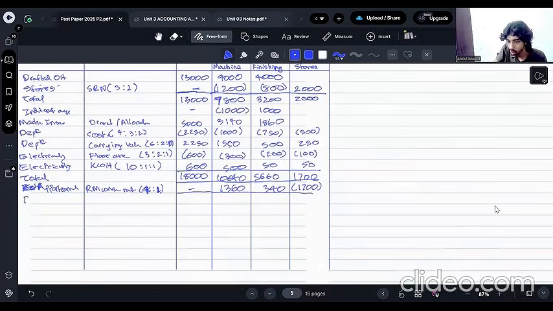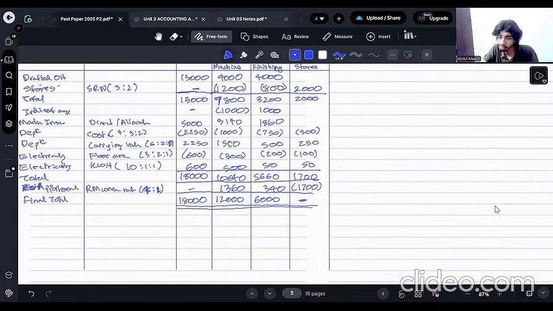Final total. Okay, still 18,000 here. 10,640 plus 1,360, that is 12,000. And here it is going to be 6,000. And stores is going to be 0. So we are done with our overhead analysis sheet.